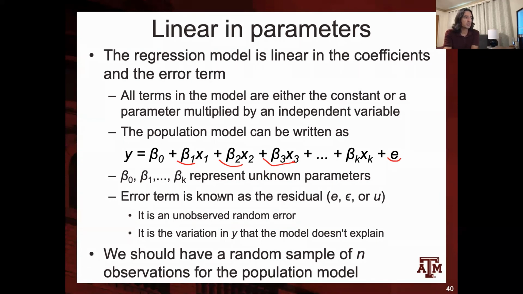The error term is called the residual, and it can usually be symbolized by the E, epsilon, or the U. It is the unobserved random term. It is the variation in Y that is not explained by X1, X2, X3, and all my other independent variables.